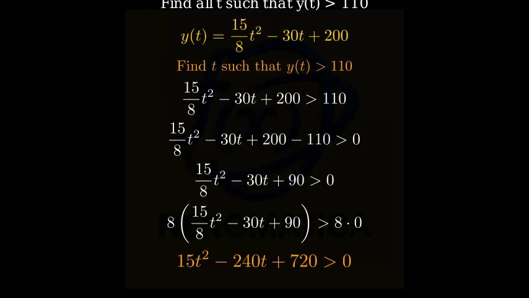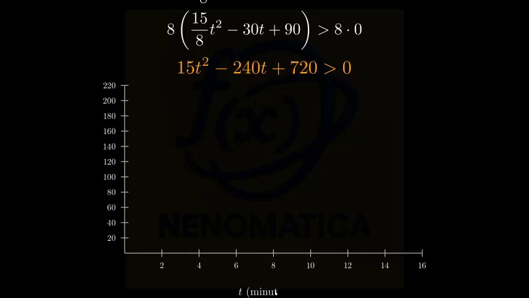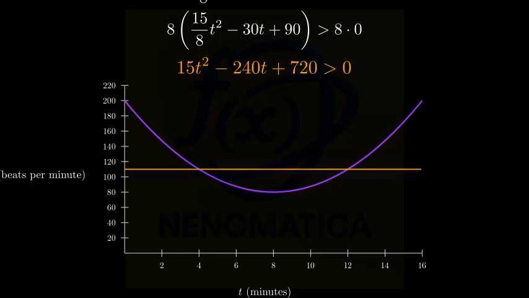To build intuition, let's look at the graph. We'll graph y of t and the line y equals 110. The intersections with the line y equals 110 will be the boundary points. We expect 2 intersection points, and we will verify their exact values algebraically.